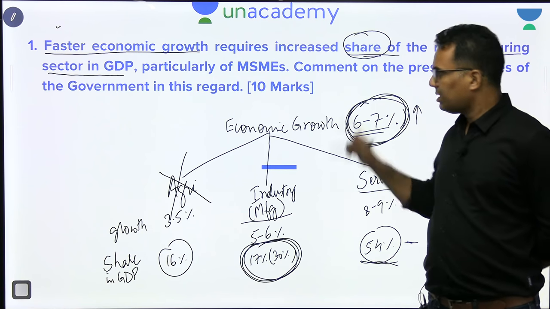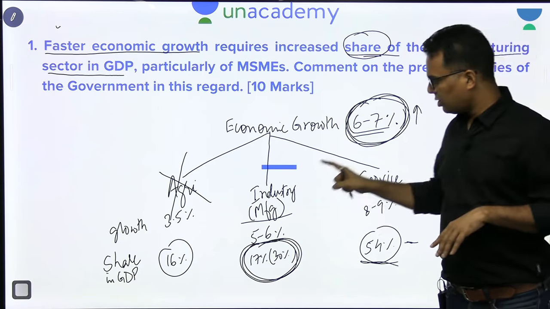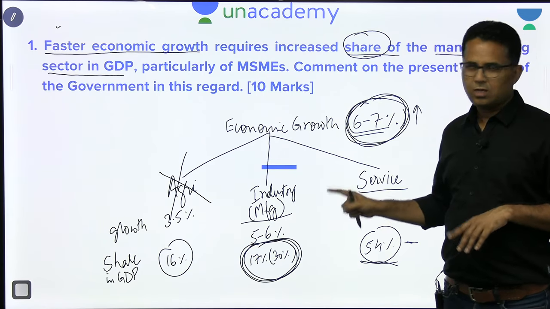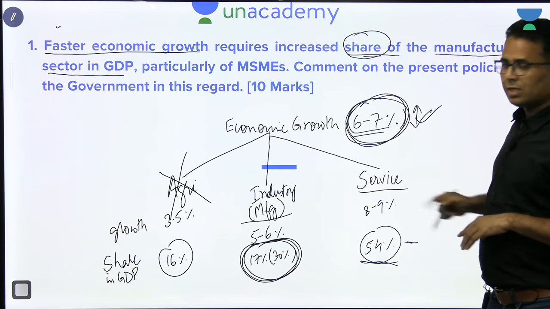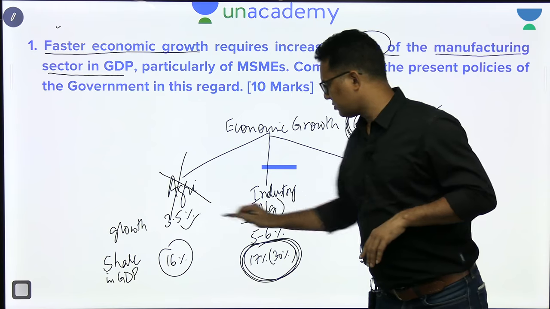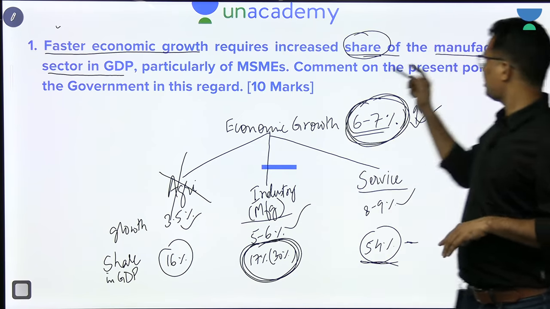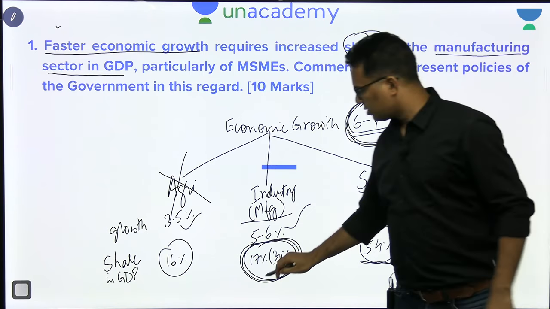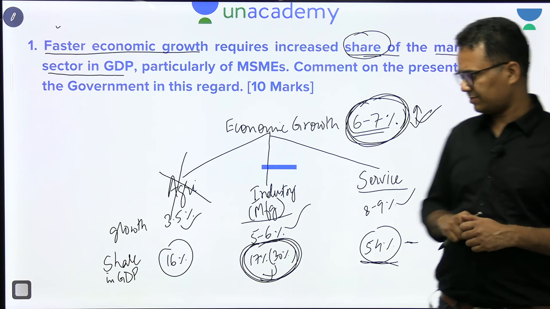So, in this question, you will have to focus on a few points. First, you must mention this data, because for faster economic growth you have to write this data also. This growth has been derived from three figures: this one, and this one. So you should also mention this. Plus, it is talking about the share in manufacturing, so you need to mention this. This data must come in the answer.